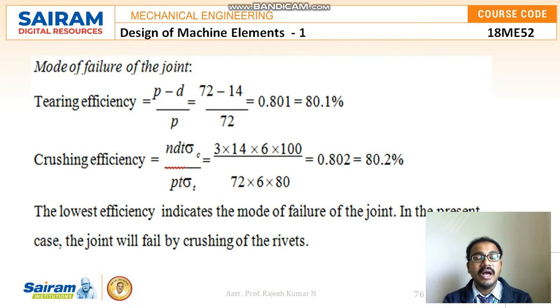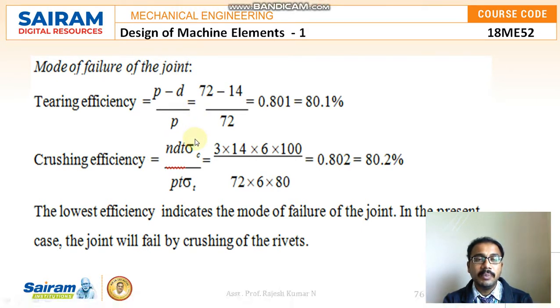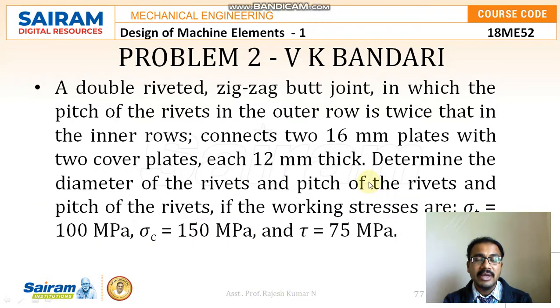Now we have the mode of failure of the joint, that is the tearing efficiency and crushing efficiency, where tearing efficiency is equal to (P minus D) by P, that is (72 minus 14) divided by 72, which is 0.801, that is 80.1 percentage, and crushing efficiency is n d t sigma c divided by p t sigma t. So the answer is 0.802, that is 80.2 percentage. So the lowest efficiency indicates the mode of failure of the joint. In the present case, the joint will fail by the crushing of the rivet.